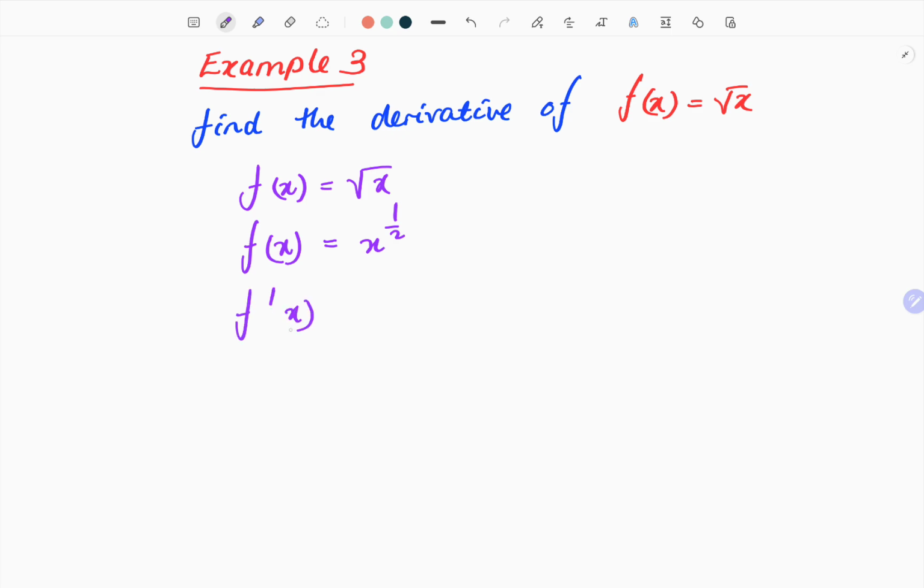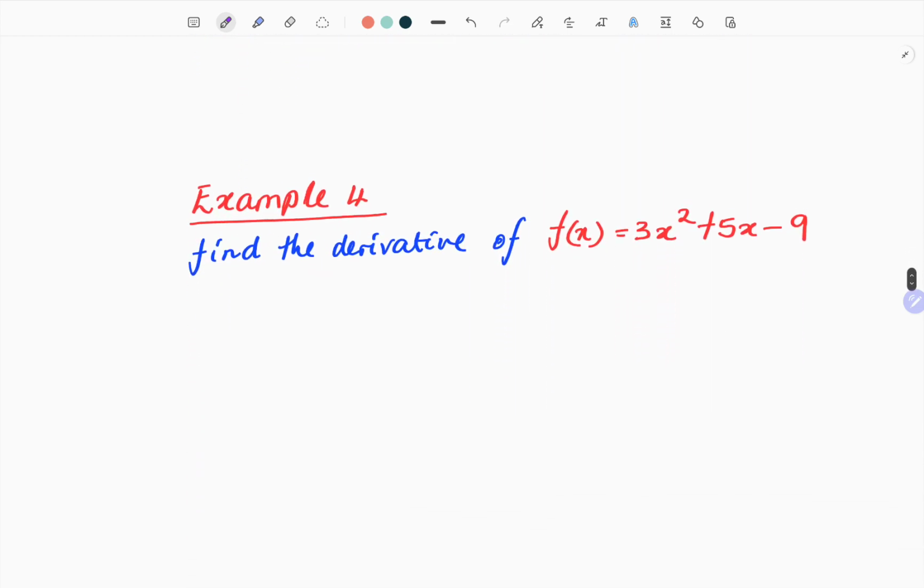The first derivative of x will equal to, you bring down half, x to the power of half minus 1, and that becomes half x to the power of negative half. You can leave it like this, or you can write it as a positive index, or also under the square root.